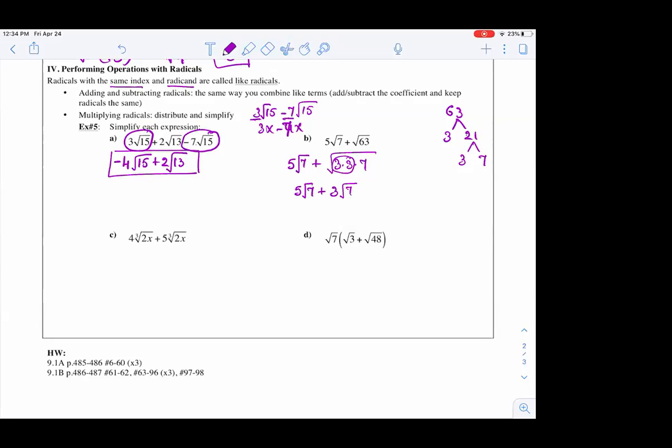Initially, it did not look like like radicals at all. So you feel like, hey, I can combine and move on. You'll be wrong. You see that 63 cannot be combined. That's what you think, but 63 may be a big number, which you can do in your head if you're familiar with the perfect squares. But after doing the factor tree, you realize that they are actually like terms, and it's 5 plus 3, so 8 radical 7. Good?